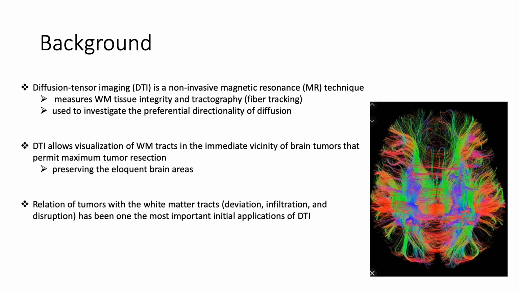DTI allows for the visualization of white matter tracts in the immediate vicinity of brain tumors that permit maximum tumor resection. This is because once we can adequately see where the tumors are in relation to the white matter, we can remove the malignant parts of the brain while keeping the healthy parts of the white matter intact. The relation of tumors with the white matter tracts, deviation, infiltration, and disruption has been one of the most important initial applications of DTI.